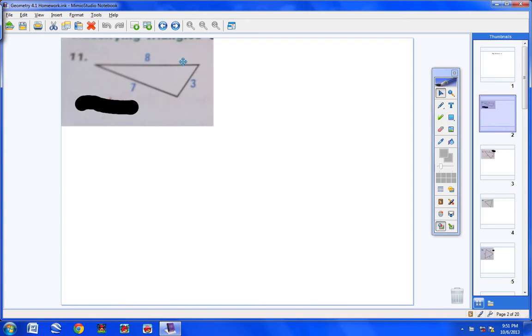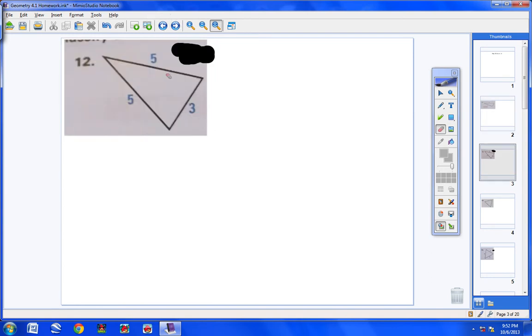Okay, let's start off with numbers 11 through 16. The directions read, classify the triangle based on its sides, not its angles, but its sides, okay? So we look at our first triangle here. Notice we have lengths of 3, 7, and 8. None of the sides are congruent. All of the sides are different. So we have a name for a triangle when all three sides have different lengths, and the name of that triangle is a scalene triangle. So number 11 is scalene.